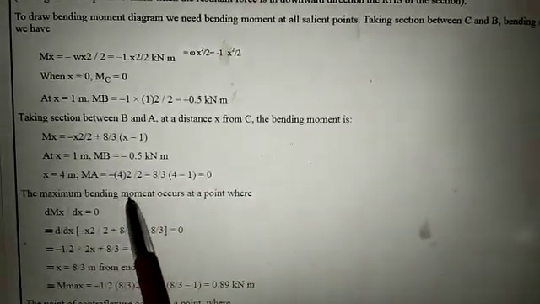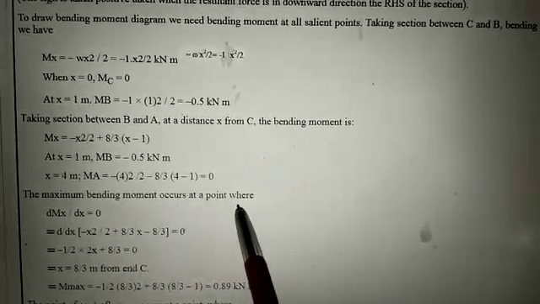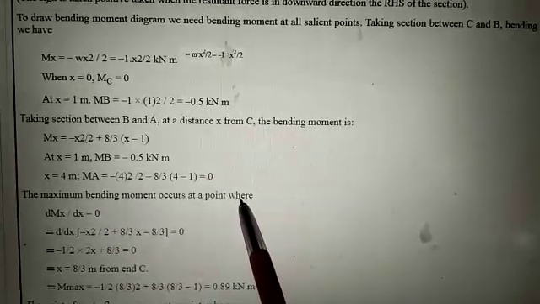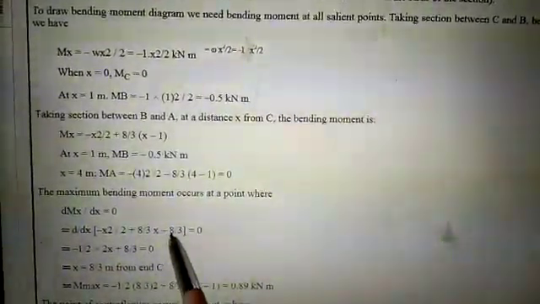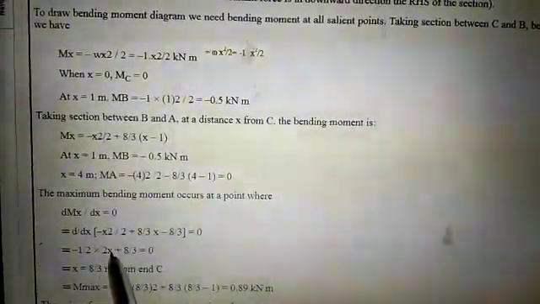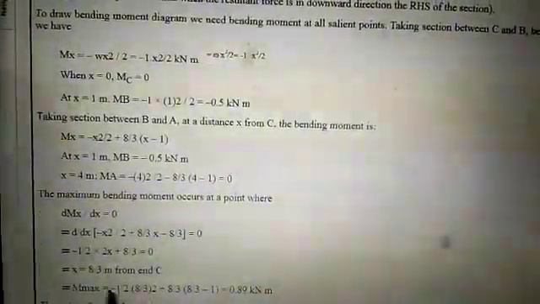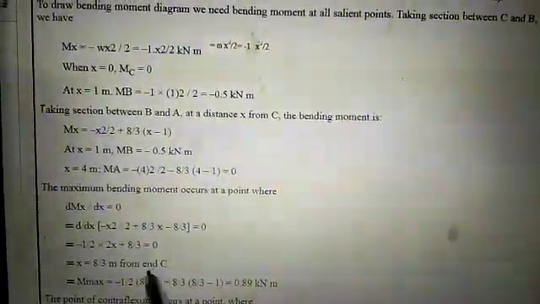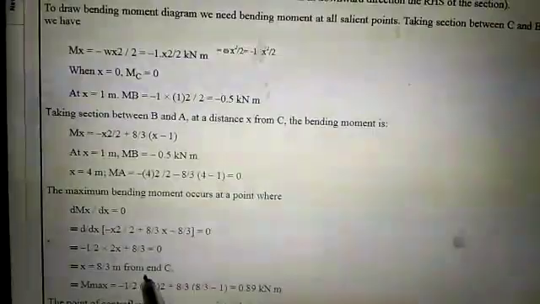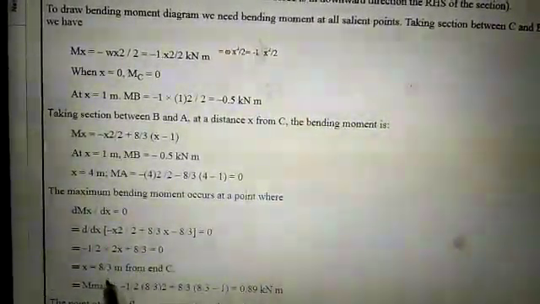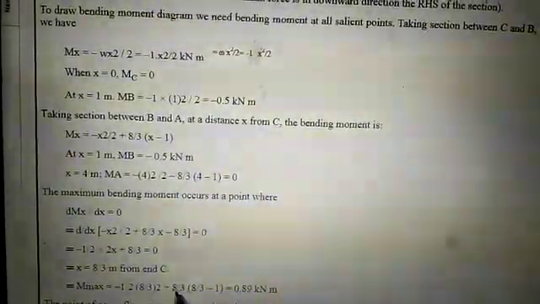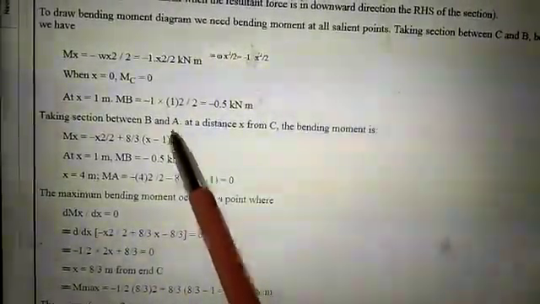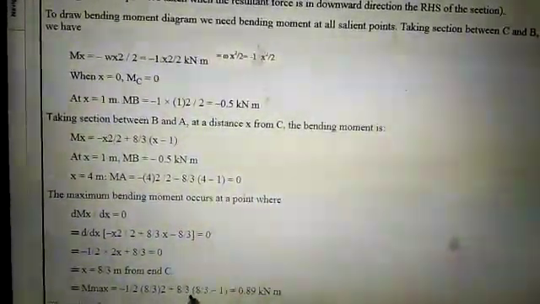Now the maximum bending moment occurs at a point. We have to calculate at which point the maximum bending moment occurs. So we will differentiate this equation with respect to x. We obtained it as minus x plus 8 by 3, which gives x equal to 8 by 3 meter from the end C. We obtained the point of maximum bending moment. Now we have to obtain the maximum moment, so we will put x equal to 8 by 3 in this equation, by which we will get the maximum bending moment.